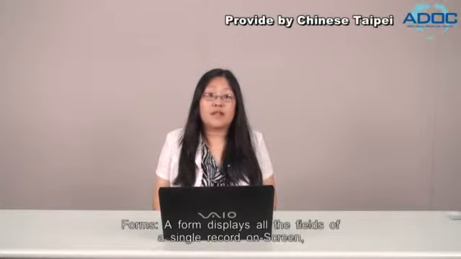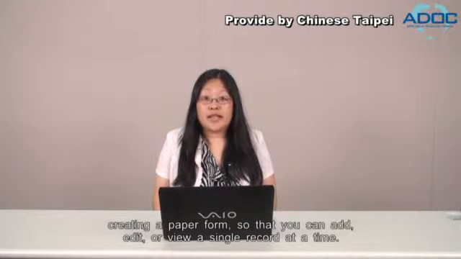Tables. A table displays records in rows and columns, much like a spreadsheet. Tables group related records, such as records of all your customers or records of all your invoices. Forms. A form displays all the fields of a single record on screen, creating a paper form so that you can add, edit, or view a single record at a time.